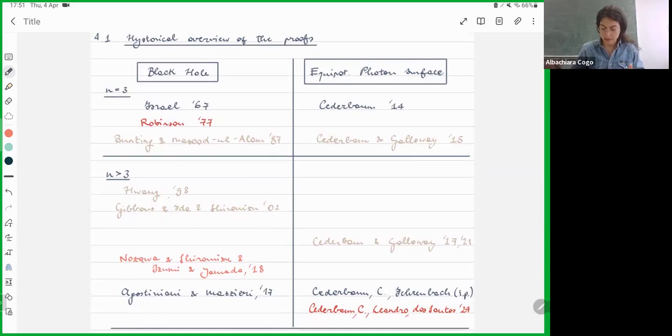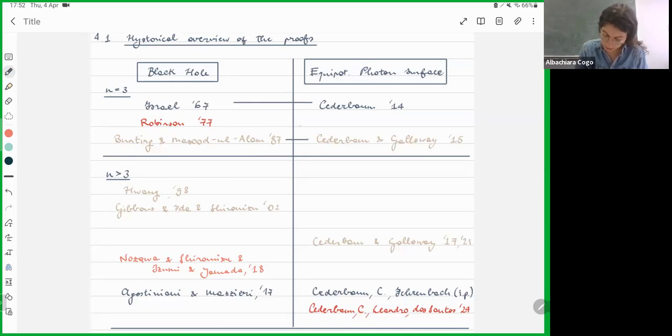For the black hole, the first proof in 3 dimensions was given by Israel, as you can see, in '67. As we said, static horizons have the properties we mentioned before, and equipotential photon surfaces have other properties which, with some more work, can replace those of the static horizon. So the proofs can be adapted from the black hole case to the equipotential photon surface case, and you see a correspondence in the lines here. By black hole I mean the static horizon.